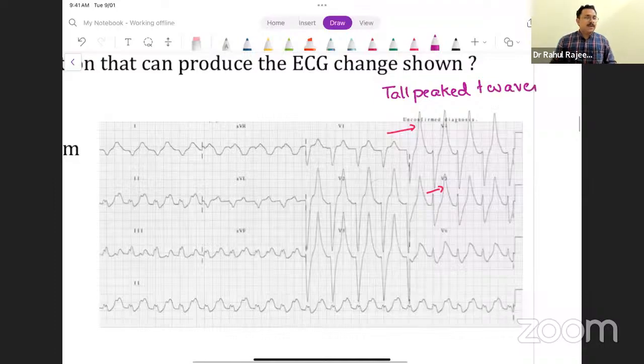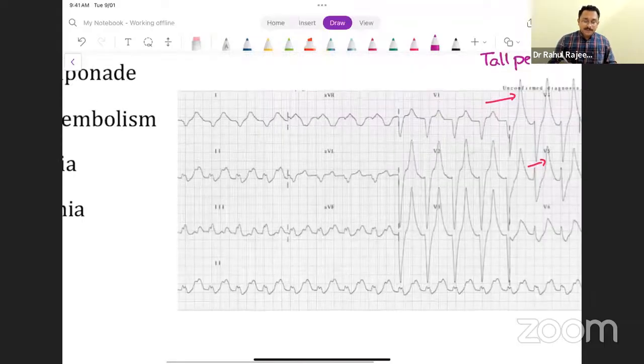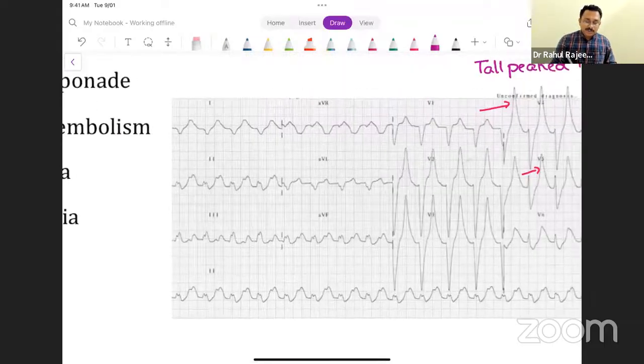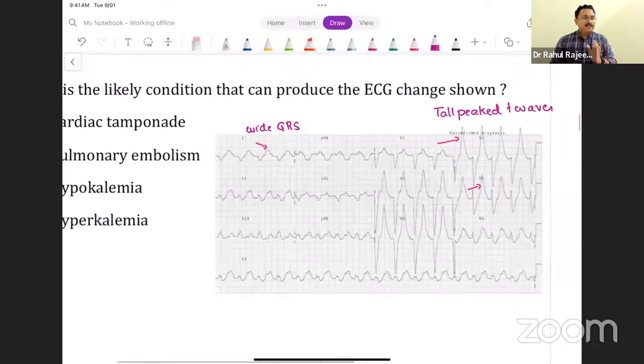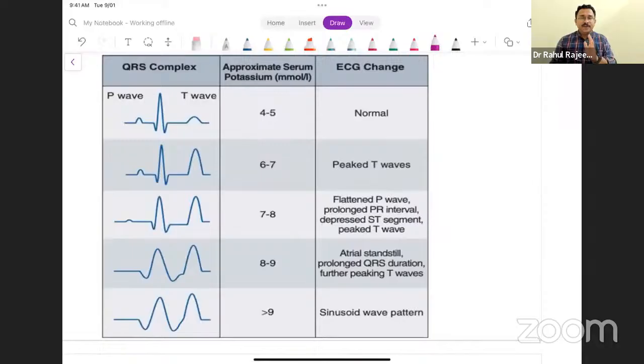Any other abnormality can you spot in this ECG? You are also noticing that there is a wide QRS. You are seeing wide QRS complexes as well. Now, in this context, let me tell you, for both NEET PG and INI-CT, the ECG changes of hyperkalemia are very, very important. I want you to memorize the ECG changes that happen in hyperkalemia, especially in a sequential order.